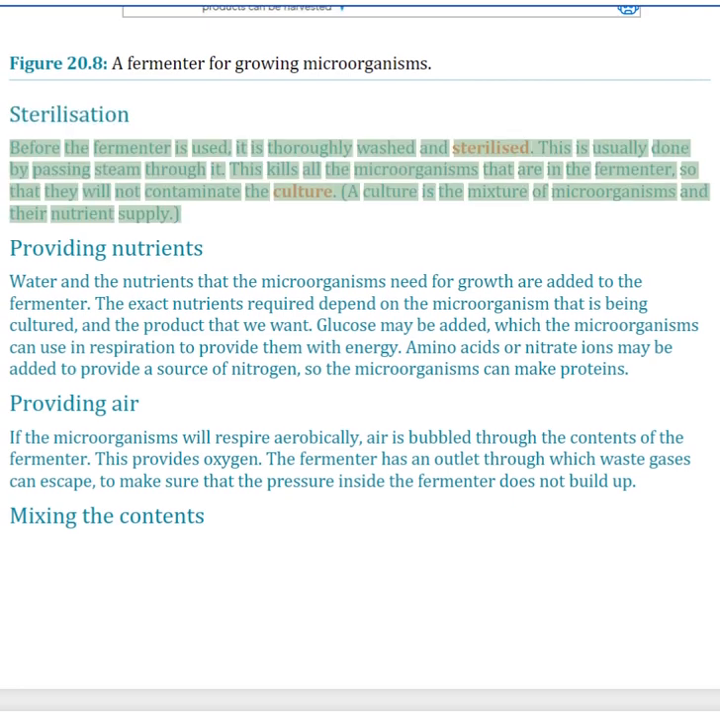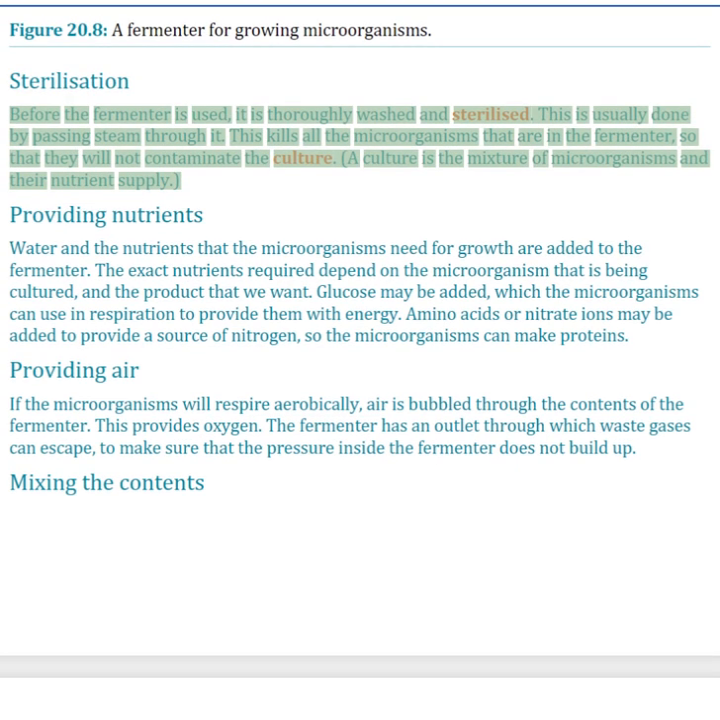Sterilization. Before the fermenter is used, it is thoroughly washed and sterilized. This is usually done by passing steam through it. This kills all the microorganisms that are in the fermenter so that they will not contaminate the culture.